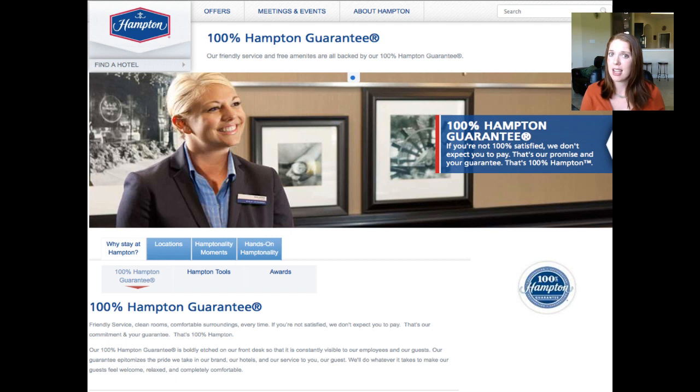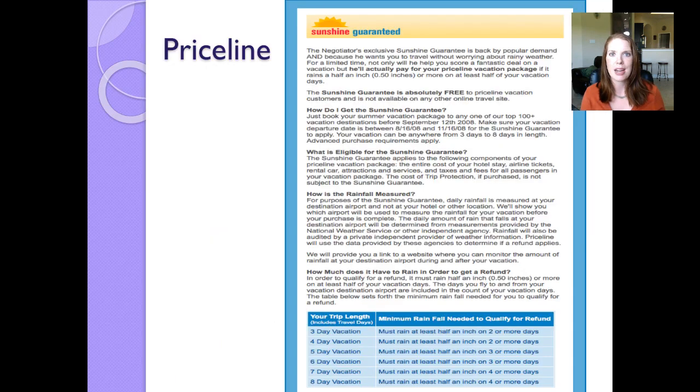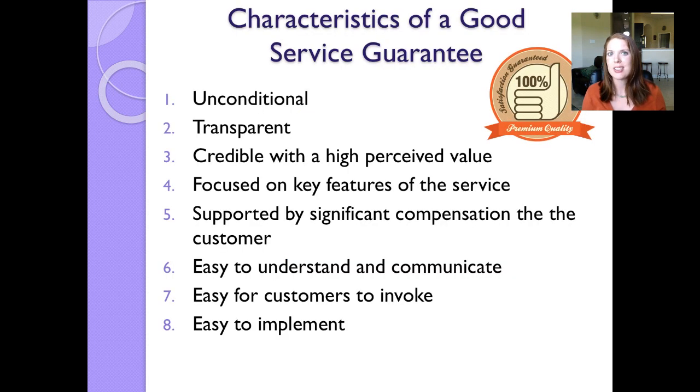So Hampton Inn was one of the first to have a satisfaction guarantee, and it was extremely successful. Now, interestingly enough, Priceline also for a while had a service guarantee of sunshine, that whatever vacation you went on, you would have great weather. Well, as we'll see in just a moment, there are actually standards for good service guarantees, and this actually doesn't meet them. So the 7 characteristics of a good service guarantee is that first, it has to be unconditional.